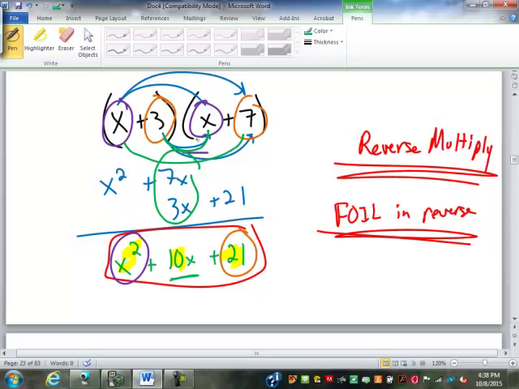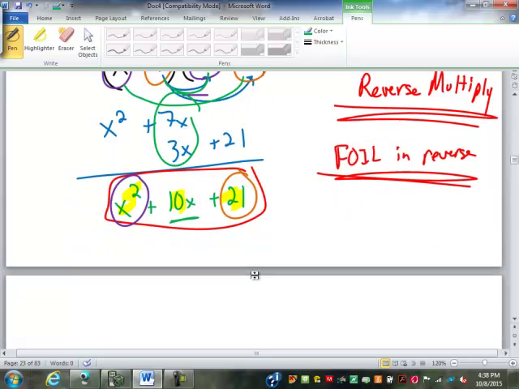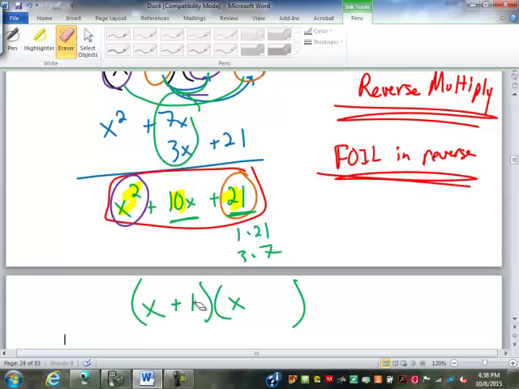So if we wanted to split this up, we would use that pattern. We would look at this and say, hey, the x squared had to come from x times x, from the first 2 digits. The 21 can either be 1 times 21 or 3 times 7. So we pick one of those, and we're going to use 3 times 7, of course, because we know the answer because we just multiplied it.